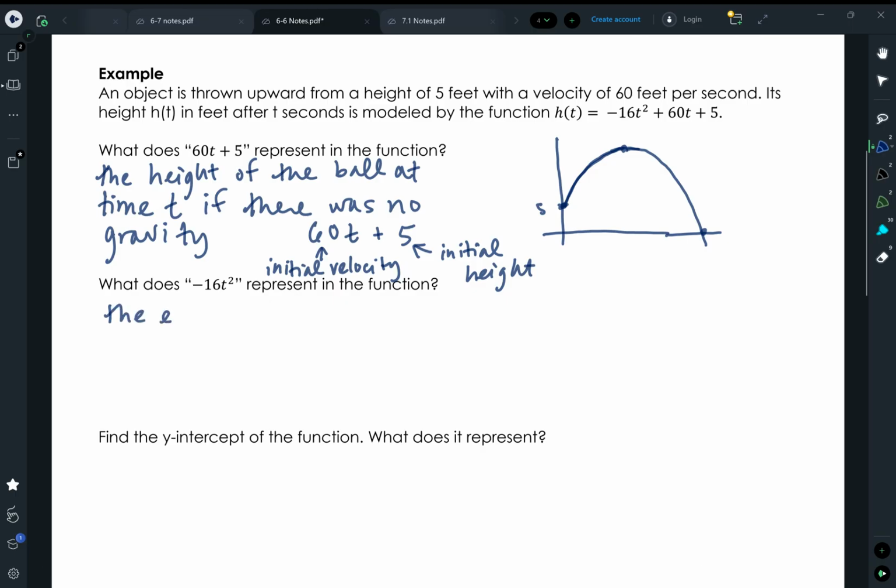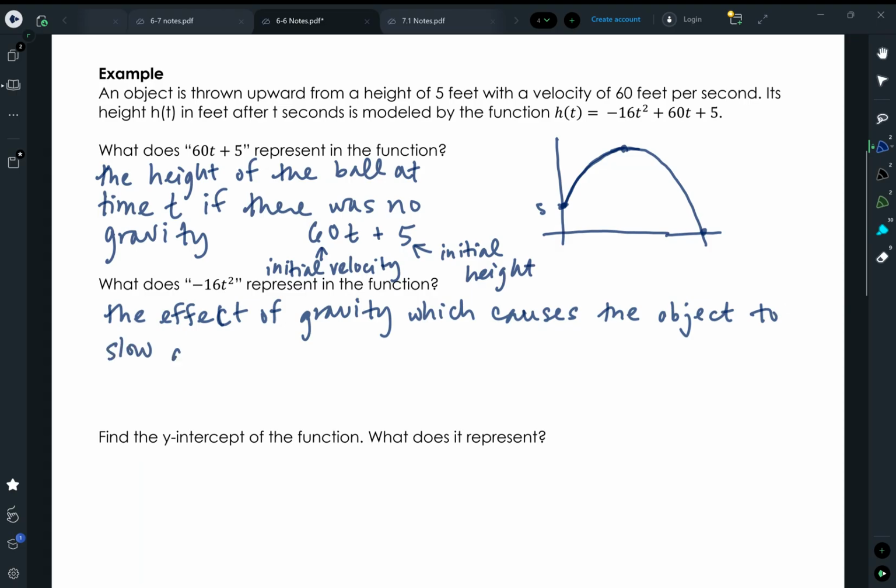The effect of gravity, which causes the ball, and I'm going to say object actually because I don't know it's a ball, to slow down, stop, and start falling back again.